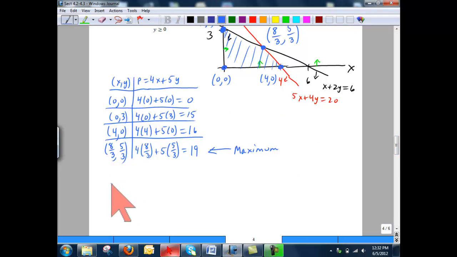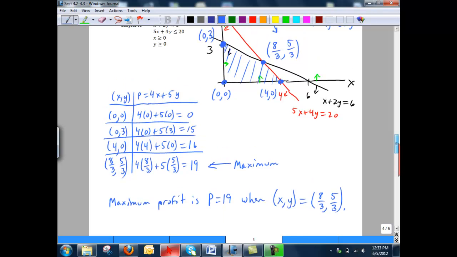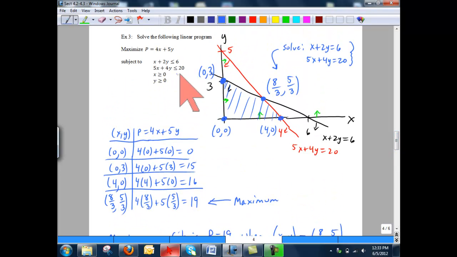And let's conclude with just an English phrase of what we've discovered. The maximum profit is P equals 19. And how do you get that maximum profit? You let X and Y be 8/3 and 5/3 respectively. So choose X equals 8/3, Y equals 5/3 in order to get P equals 19, and that's the biggest value of P that you can get that obeys all of these constraints.